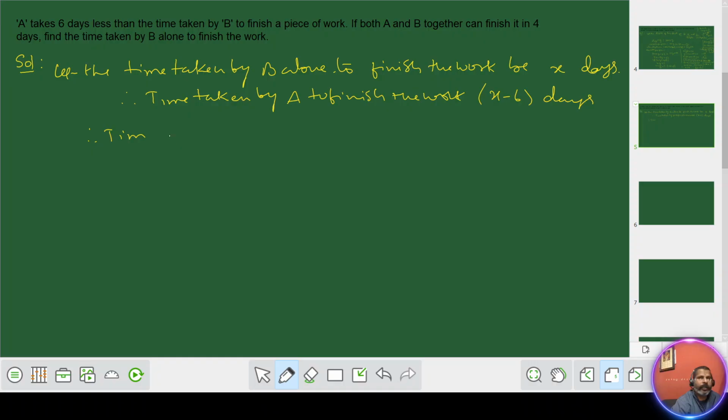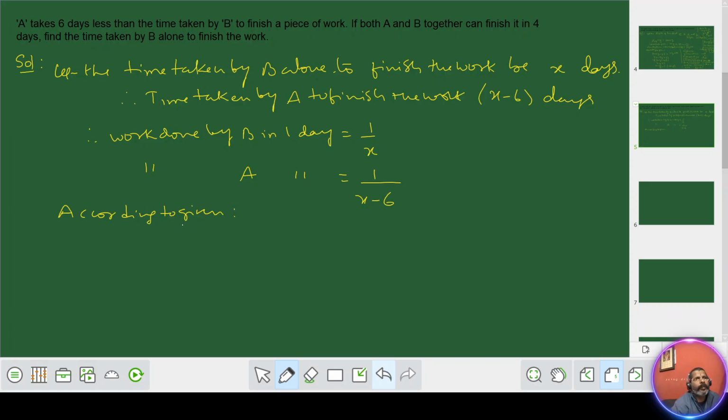Therefore, work done by B in 1 day is equal to 1 by x. Similarly, work done by A in 1 day is 1 by x minus 6. Okay, so we now write the equation according to the given condition.